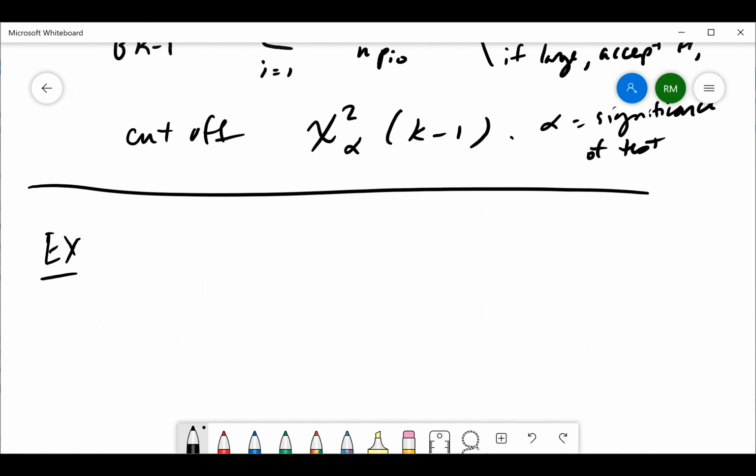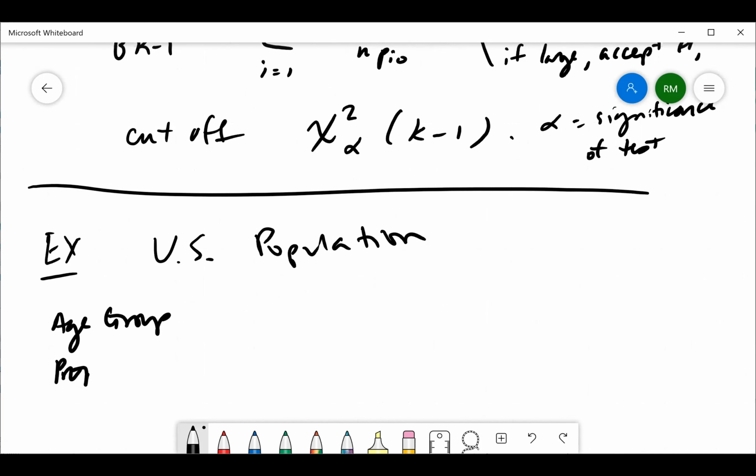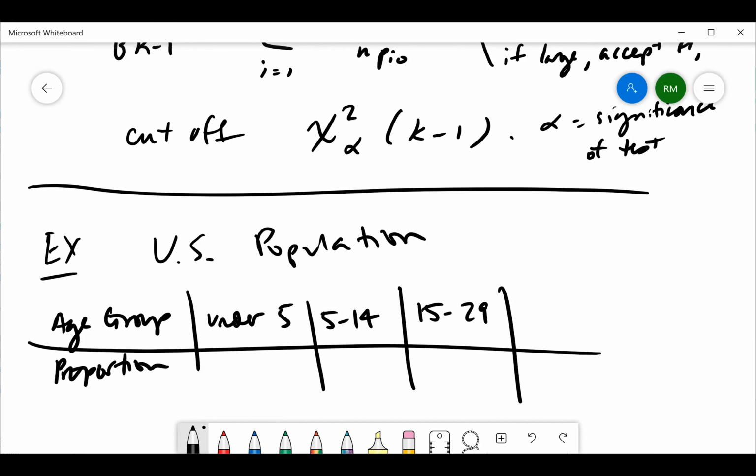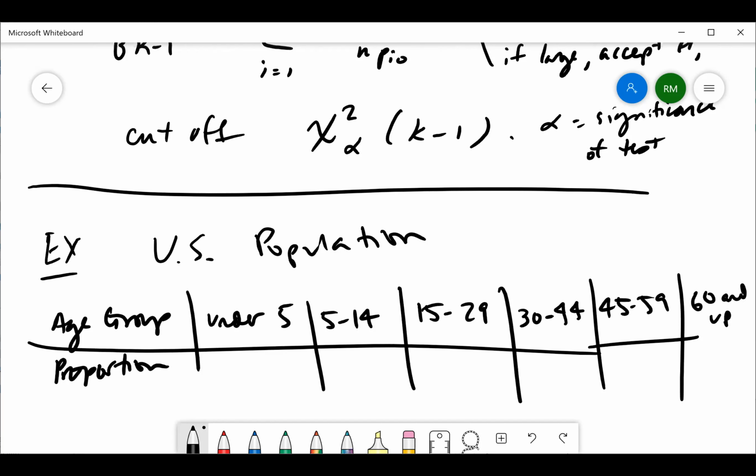So let's look at the US population and break it up into different categories. We have the age group and the proportion of people in that age group. So under 5, 5 to 14, 15 to 29, 30 to 44, 45 to 59, and 60 and up.